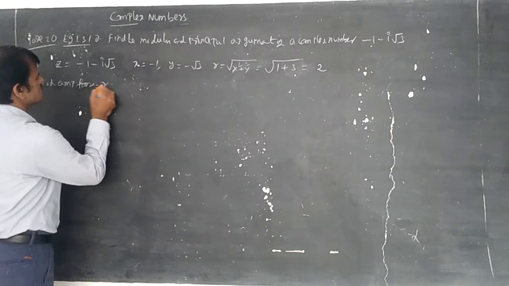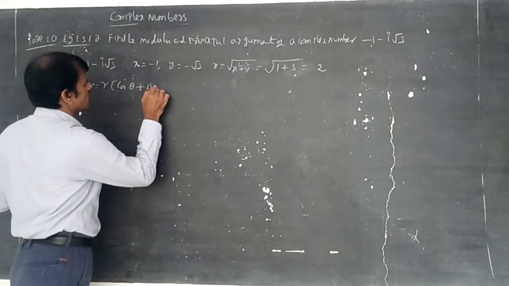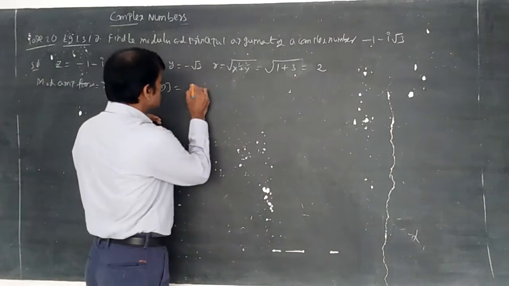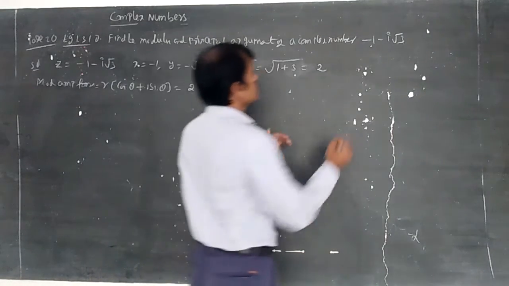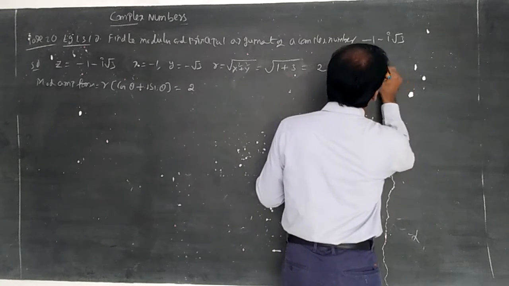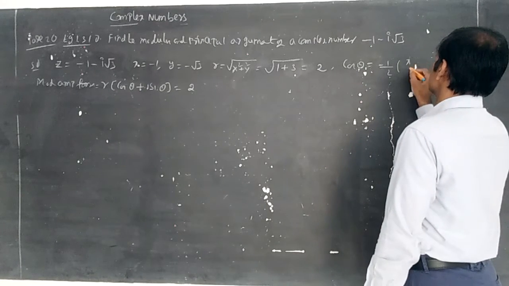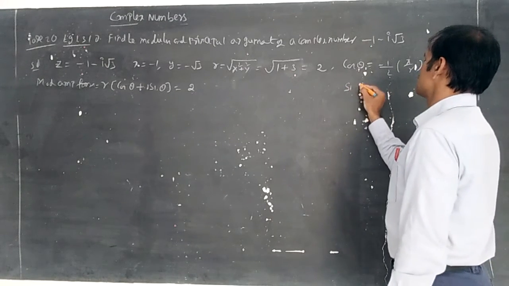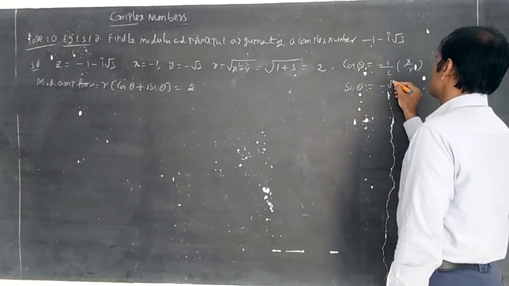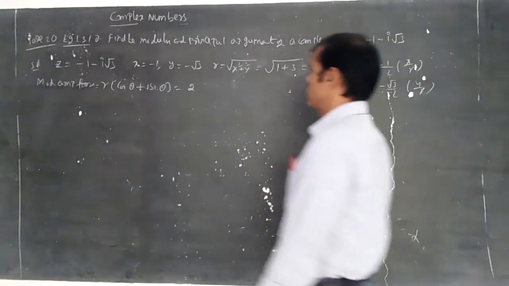Mod amp form is equal to r into cos theta plus i sin theta. So what is r here? 2 into... So what is cos theta? You can understand cos theta is equal to x by r, and sin theta is equal to y by r. So -√3 by 2. Within the bracket you can write y by r.